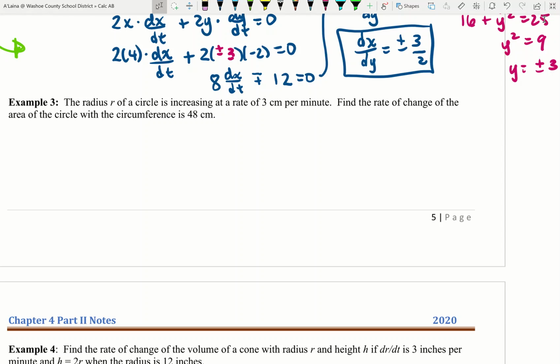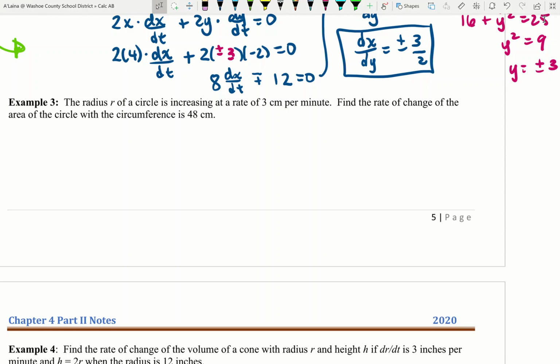Take a look at example 3. This one's a little bit different because we don't have an equation to start off the problem. All of the other ones gave us this equation, and then we could take the derivative of that equation with respect to time, but we don't have an equation here. So part of the challenge of related rate problems is quite commonly there's no equation given, and we have to decide what equation can be used.